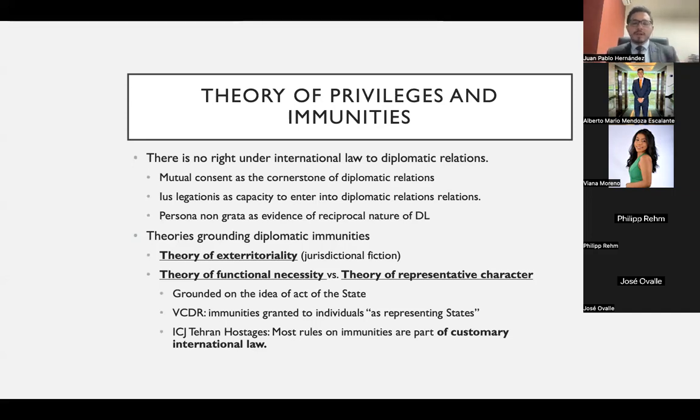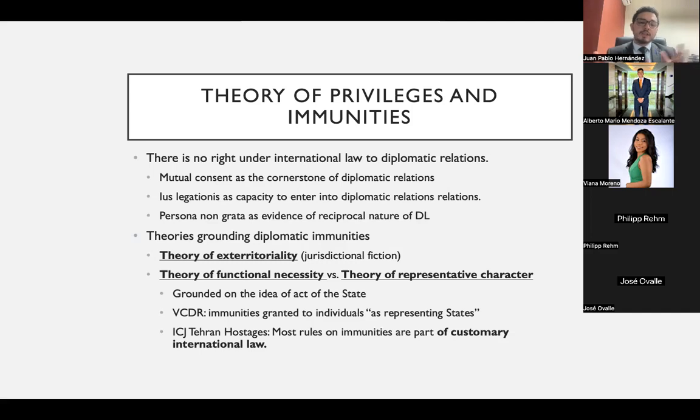So both of these theories, in some respects, are recognized in the Vienna Convention on Diplomatic Relations. They are both grounded on the idea that one can recognize as an objective parameter an act of a state under international law. And this can be an act of an agent that exercises diplomatic functions. If you see the VCDR preamble, it is stated that immunities are granted to individuals, but not in their individual capacity, but rather by virtue of their functions as representing states. And therefore, we see the element of functional necessity on the one hand, and the notion of representative character on the other.